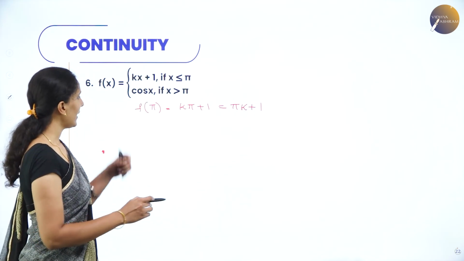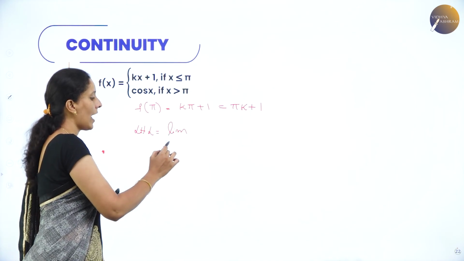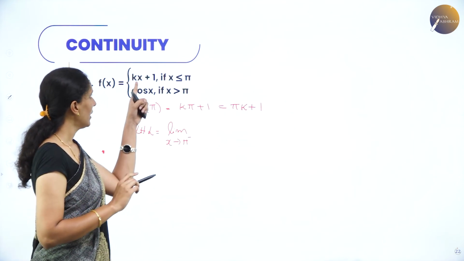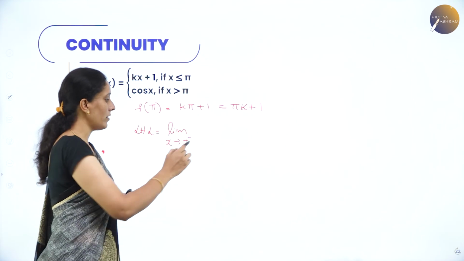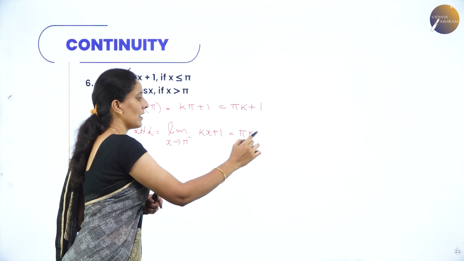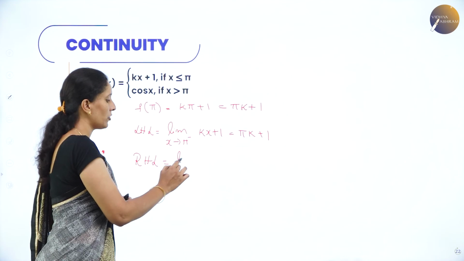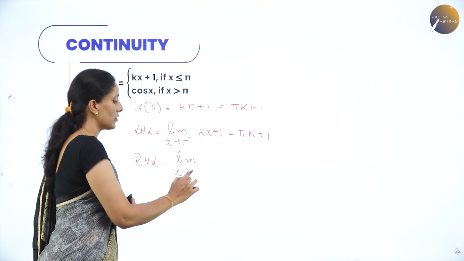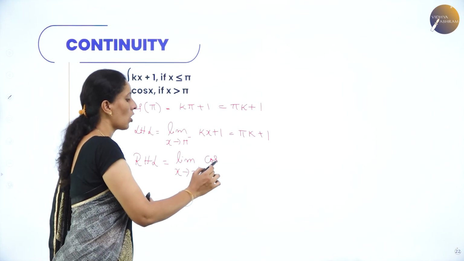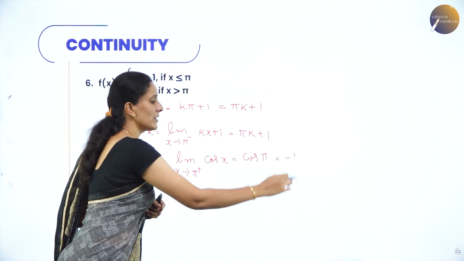So next we can take the left hand limit here. Left hand limit is limit of a function as x tends to pi minus. Whenever x is less than pi, the function is defined as kx plus 1. So here kx plus 1 becomes pi k plus 1. Next we have right hand limit, that is limit of a function as x tends to pi plus. So whenever x is greater than pi, it is cos x, which is cos pi. So cos pi value is minus 1.